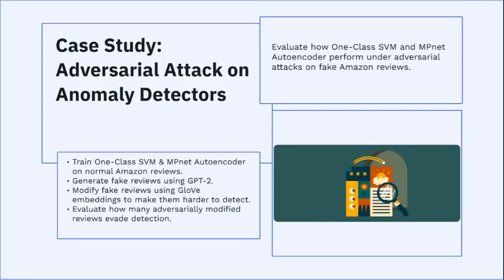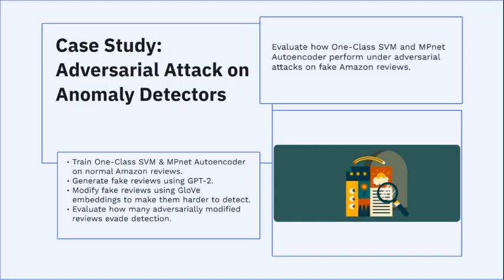And then later we evaluate the performance of one class SVM and MPNet on these modified fake reviews. We modify these reviews with GloVe embedding to make them harder to detect, then evaluate how many adversarially modified reviews evade detection. So we identified those fake reviews, and then we try to make those fake reviews look genuine by modifying them using GloVe and testing them on one class SVM.